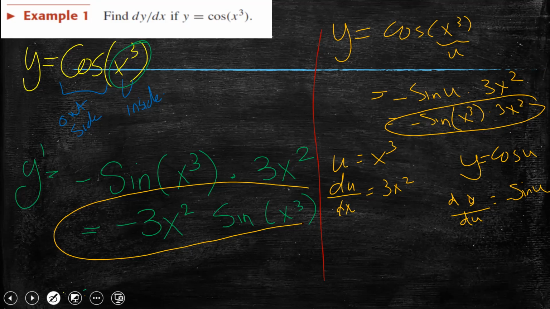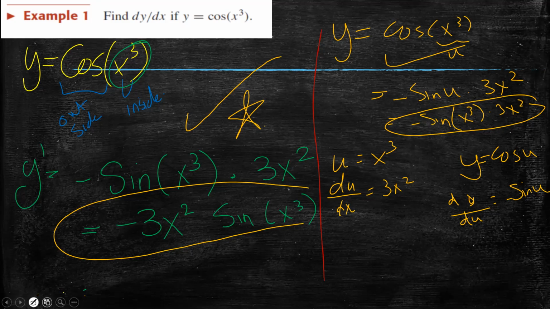Now, according to me, if I have cosine or sine with a function inside it, I prefer this way. But if I have a function like x cubed minus 2x raised to the power 25, I prefer the u way. But the easier one is this one. This is the easier one.